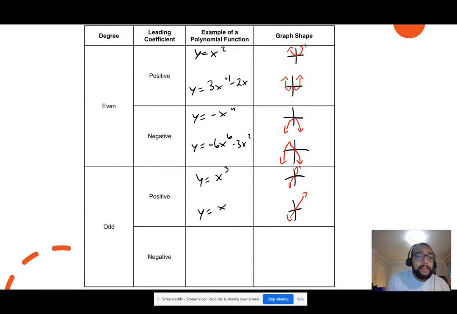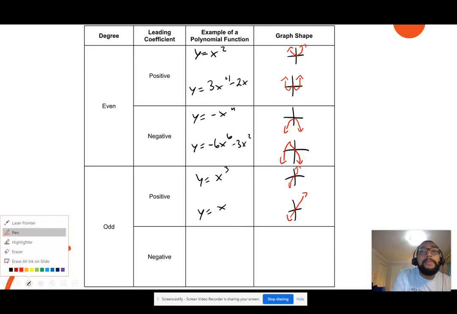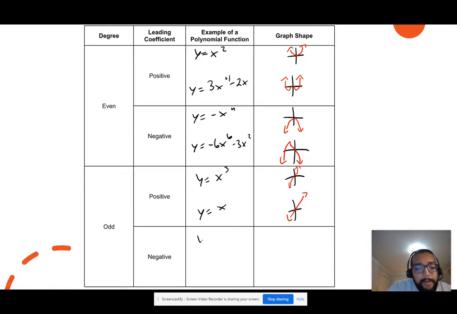So if I gave you an odd degree and a negative leading coefficient, which, I don't know, am I creative? I don't think I'm creative. Yeah, I'm not creative.